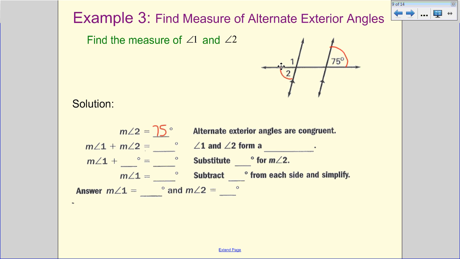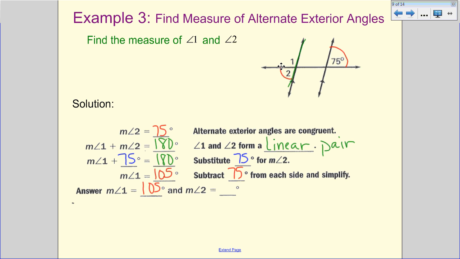angles being congruent. I know that the measure of angle 1 plus angle 2 is 180 degrees because angle 1 and angle 2 form a linear pair. So if I look to do some substitution, I substitute 75 degrees. So the measure of angle 1 plus 75 degrees is equal to 180. I'm going to subtract 75 from each side. So the measure of angle 1 is 105 degrees.